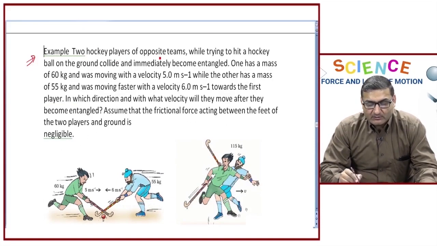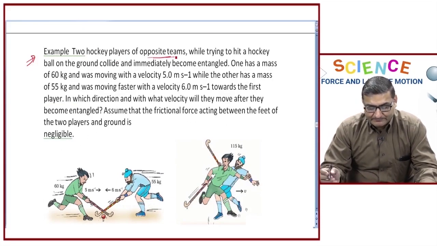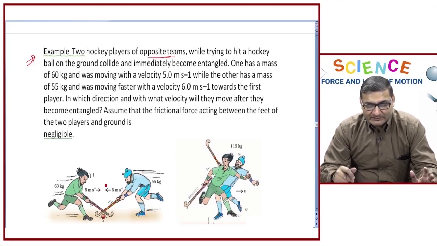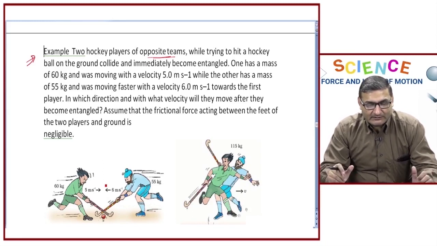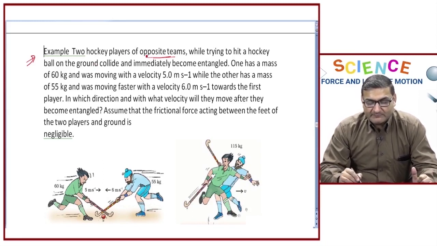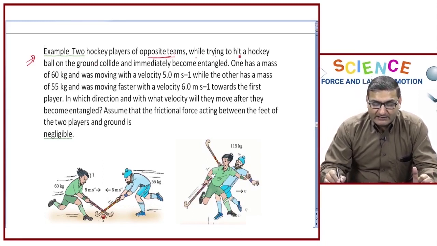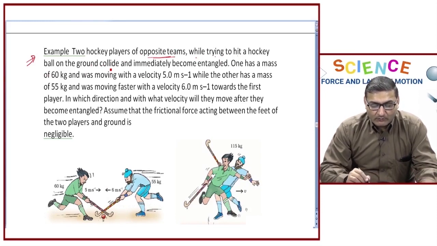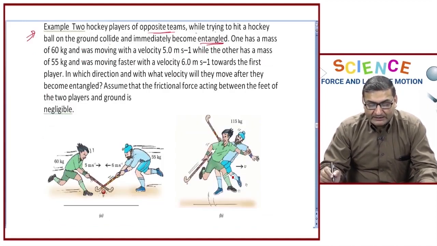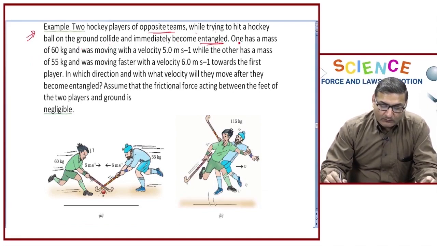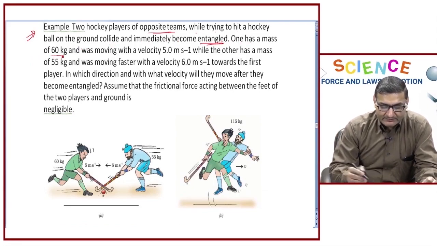Two hockey players of opposite teams. Fine. In the example itself, I think the students tend to use the brain as to which particular jersey color represents which particular team. No need, we'll focus on our question only. Two hockey players of opposite teams, while trying to hit a hockey ball on the ground, collide and immediately become entangled. They become entangled.